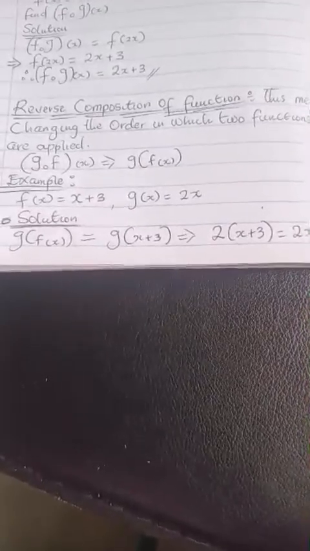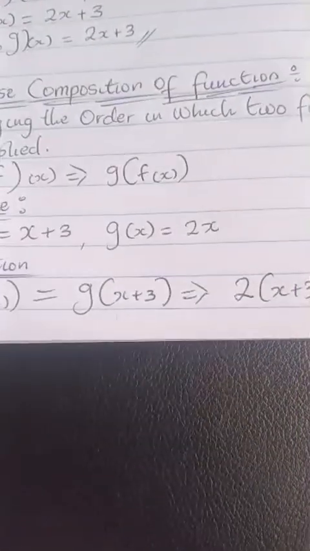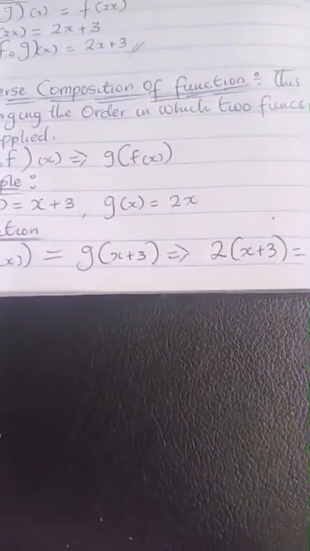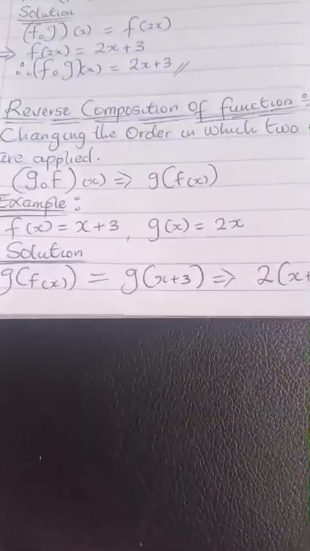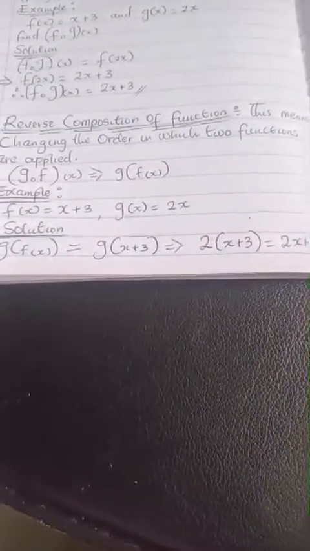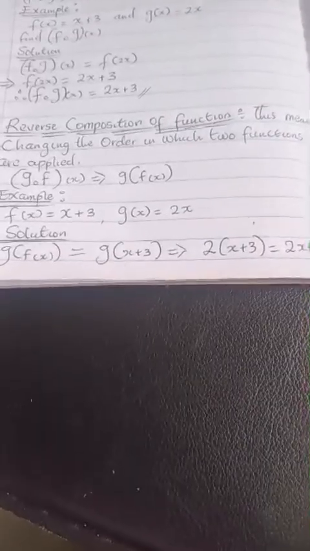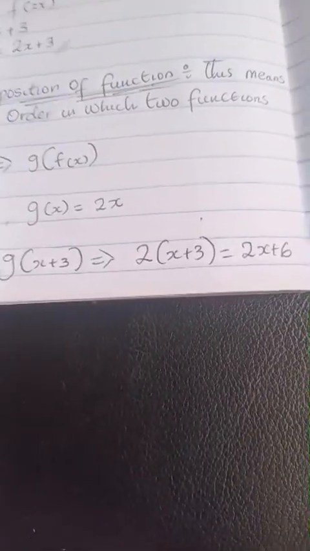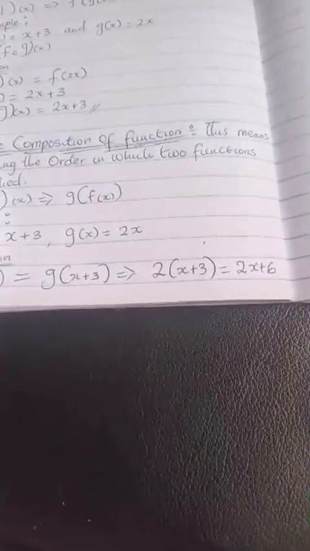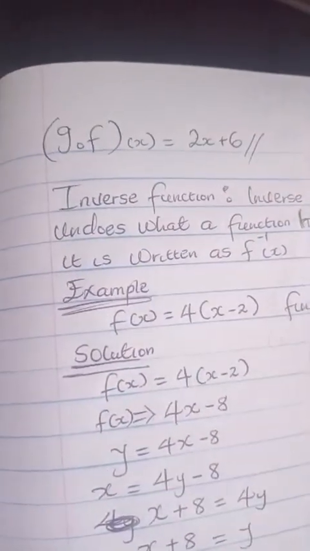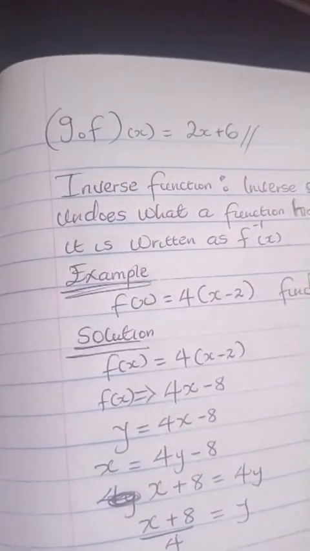Now the 2x plus 3 comes from the g function, which says for every input of that function you multiply it by 2. So the input of the g function, the new input, is x plus 3. So we multiply 2 with x plus 3 and we have 2x plus 6. Okay, so this is it. So g of f of x is equal to 2x plus 6.